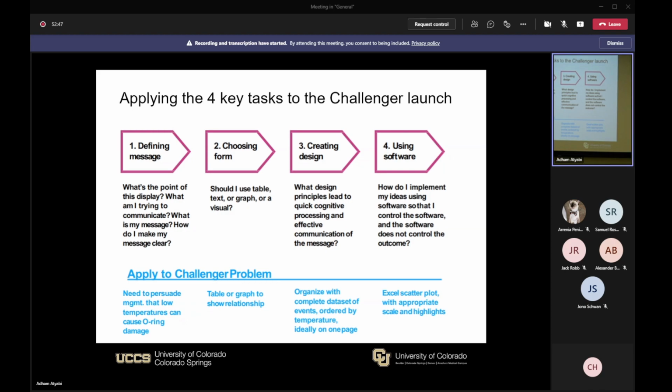Then the creative design. What design principles lead to quick cognitive processing and effective communication of the message? In the Challenger problem, organize the complete dataset of events ordered by temperature, ideally on one page. That would do it. The fourth one, using software. How do I implement my ideas? Using software so that I control the software, and the software does not control the outcome. So a simple Excel scatter plot with appropriate scale and highlights would have done it. That was it. Those people didn't need to die.